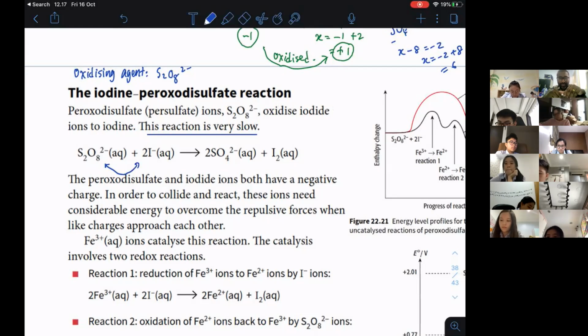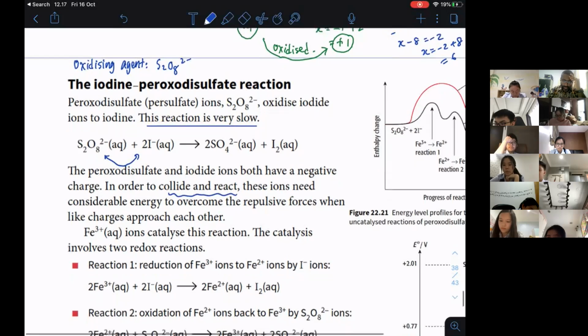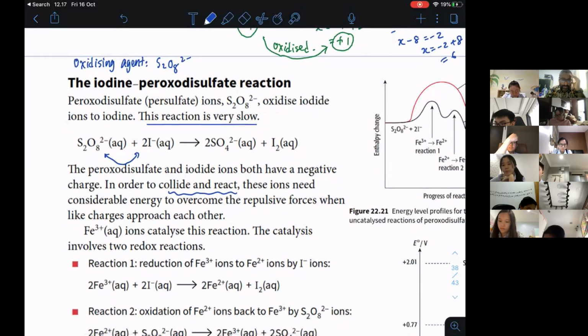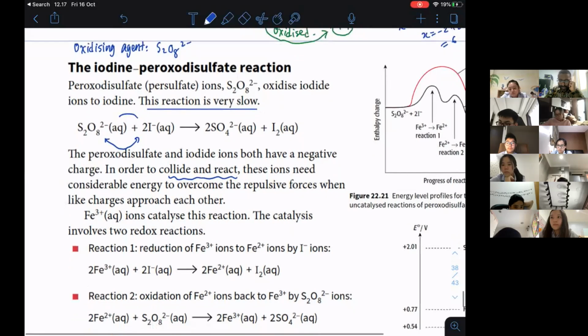So in order to collide and react, they need a certain amount of energy so that you can overcome the repulsive forces, because they don't want to come near to each other. But you need to force them, whether they like it or not. That force requires energy, because you want them to go close to each other. So you need certain energy to overcome that repulsive force.